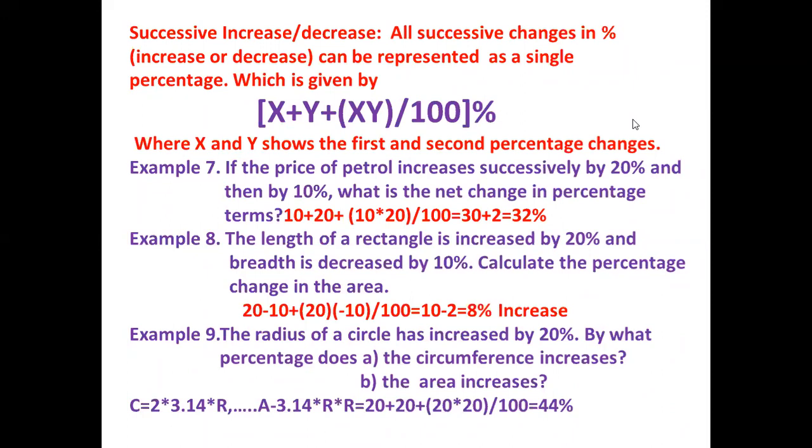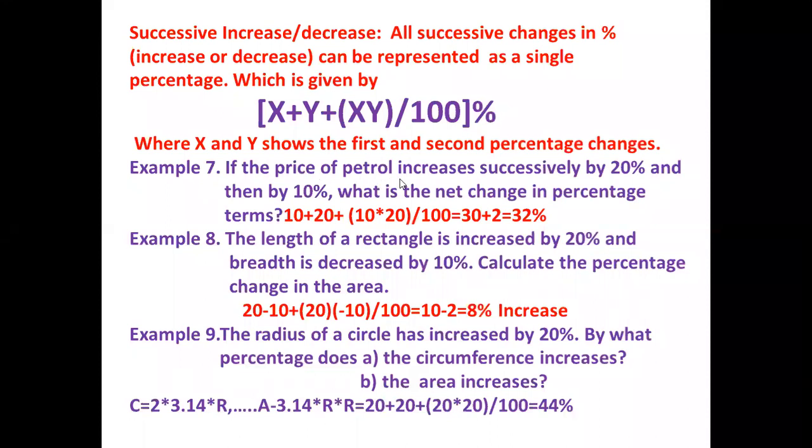Whenever in the question you are getting two percentage changes, these can be both increasing, both decreasing, or one increasing and the other decreasing, or first one decreasing and another one increasing. So we have to use this formula. X and Y here are two variables.